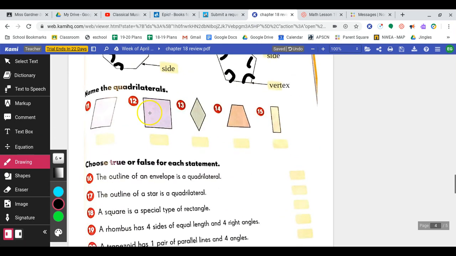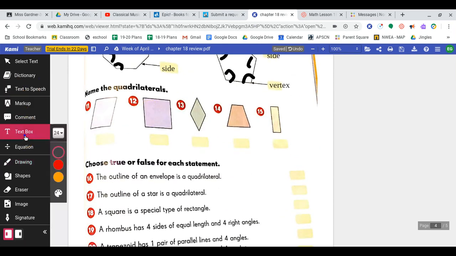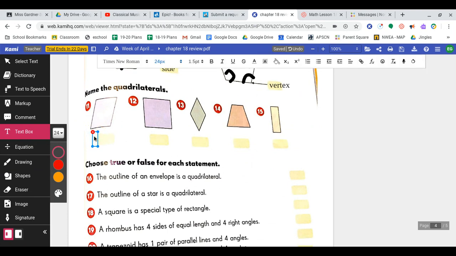Okay, let's name the quadrilaterals, excuse me. So this one right here we call a parallelogram.